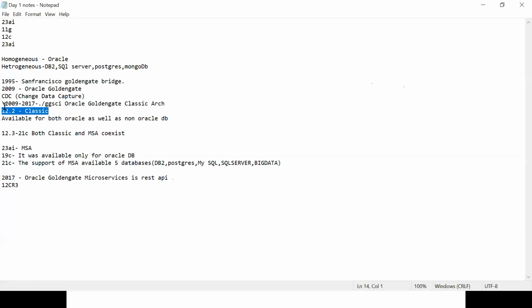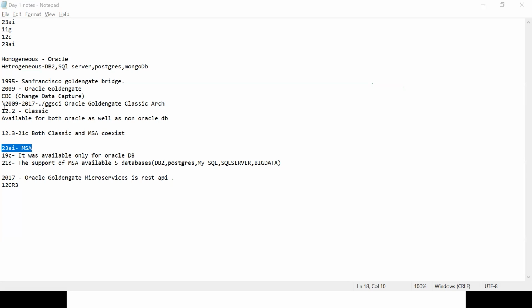until Golden Gate 12.2, only classic architecture was there. Okay. From 12.3 to 21c, both classic and microservices architecture coexist. So basically, you can use either of the two. The newest version of Golden Gate after 21c is 23ai, which has been launched recently. From 23ai onwards, it's only microservices. There is no classic architecture from 23ai onwards. Okay. So microservices architecture is the future of Oracle Golden Gate.